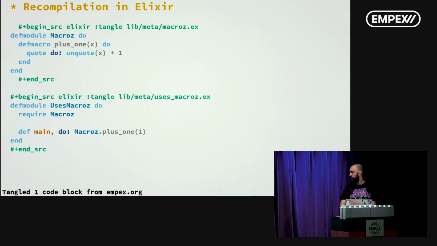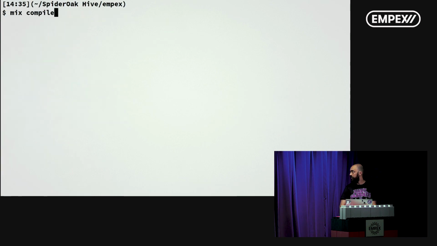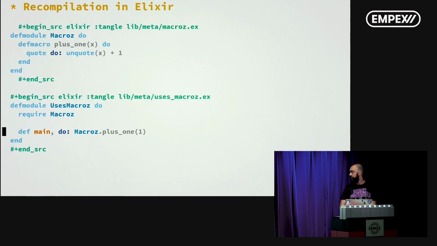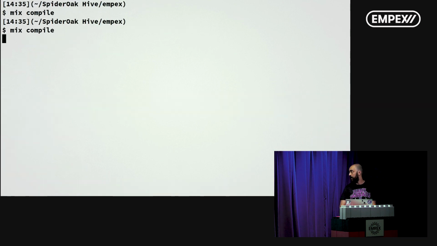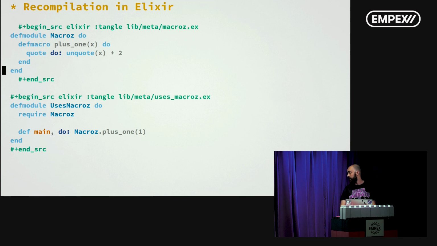So I'm going to compile stuff. And then, what happens if I were to change this to 2? Well, when I compile, oh, we can't see that yet. Oh, okay, but when I compile this, we need to be regenerated.